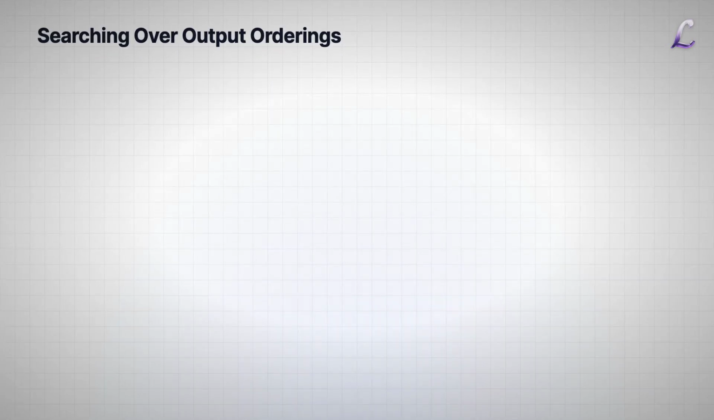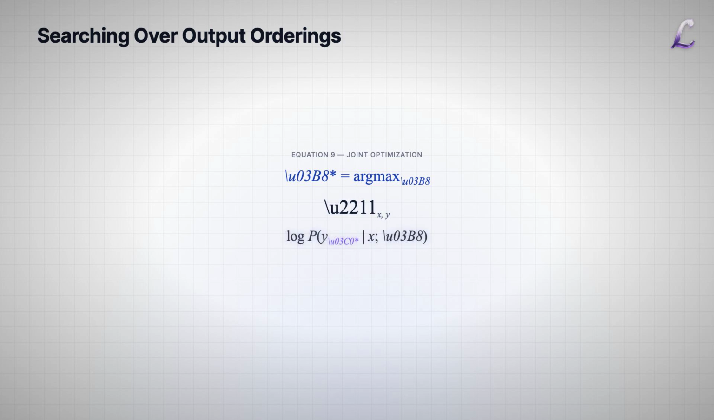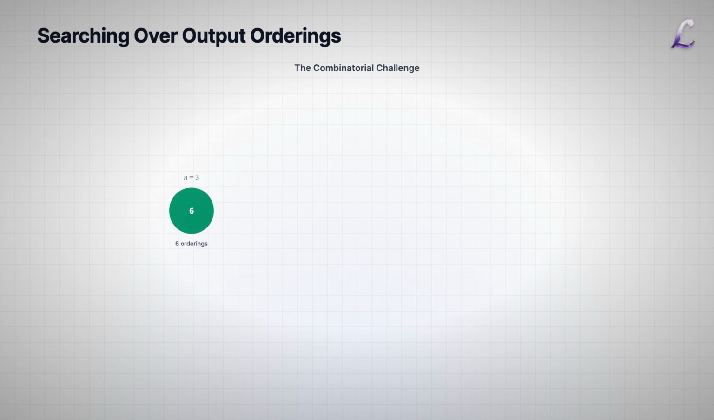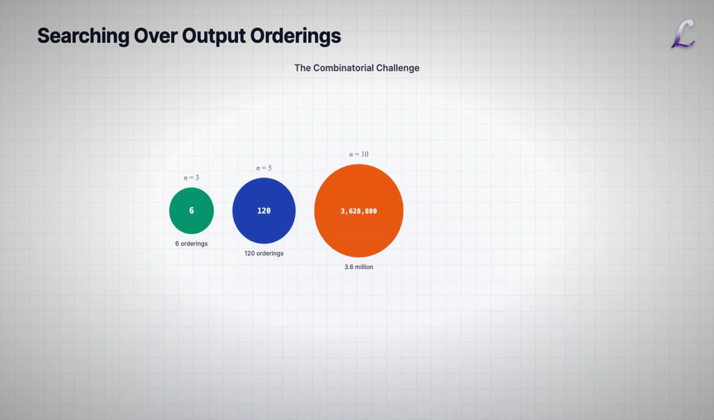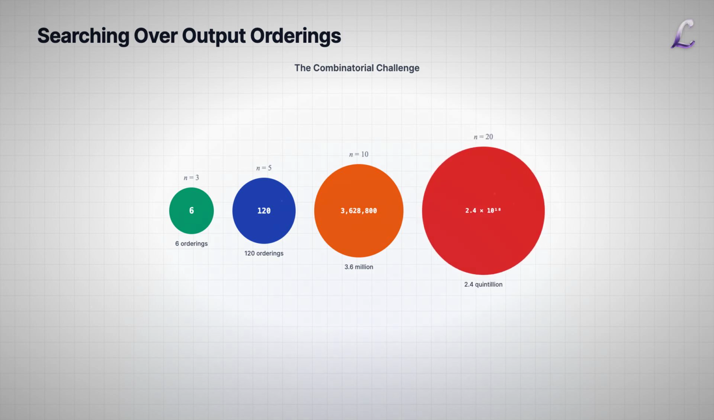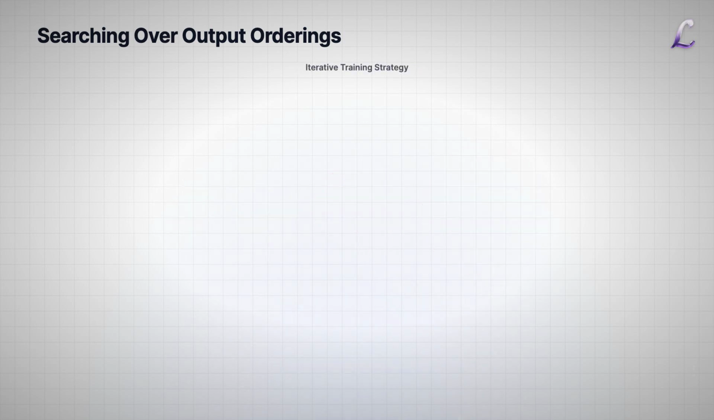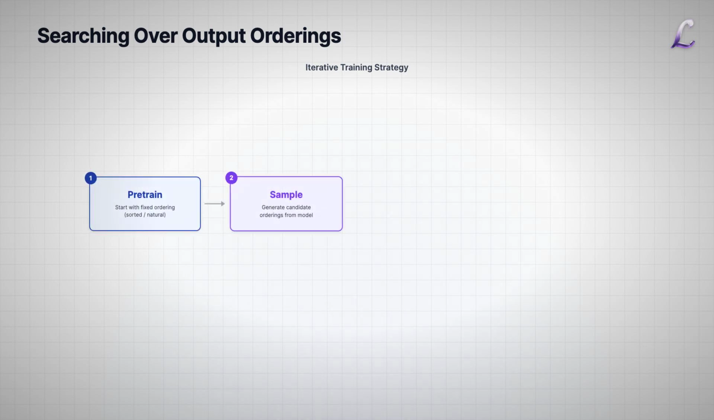This brings us to the paper's key algorithmic contribution: instead of committing to a fixed output ordering, search for the best one. Equation 9 formalizes this. We want to find parameters theta that maximize the sum over training examples of log p of y under the best permutation pi star, where pi star is the permutation that maximizes the likelihood for each individual example. This is a beautiful formulation, but there's an obvious computational challenge. For a set of n elements, there are n factorial possible orderings. For n equals 10, that's over 3 million. For n equals 20, it's astronomical.